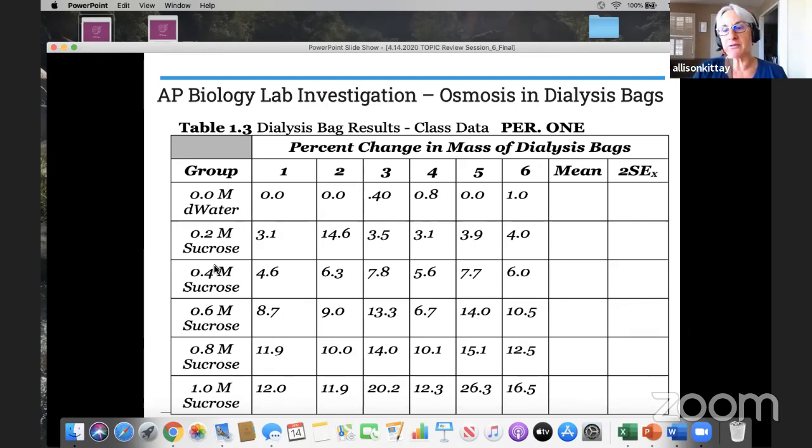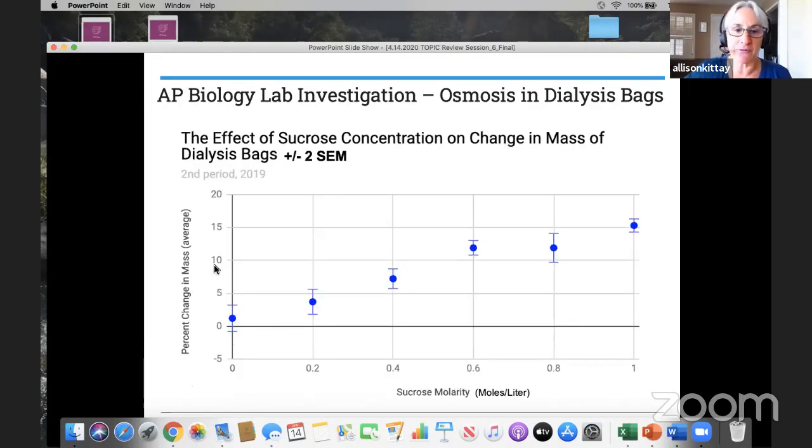The next step in this lab would be to calculate the means for each concentration, and also calculate plus or minus 2 standard error of the mean. Okay, so let's say we did that and we graphed it. And here's our graph. I want to point out that on the x-axis, you've got sucrose molarity, which is the units or moles per liter. And on the y-axis, we have the percent change in mass. And this is the mean or average of the class.